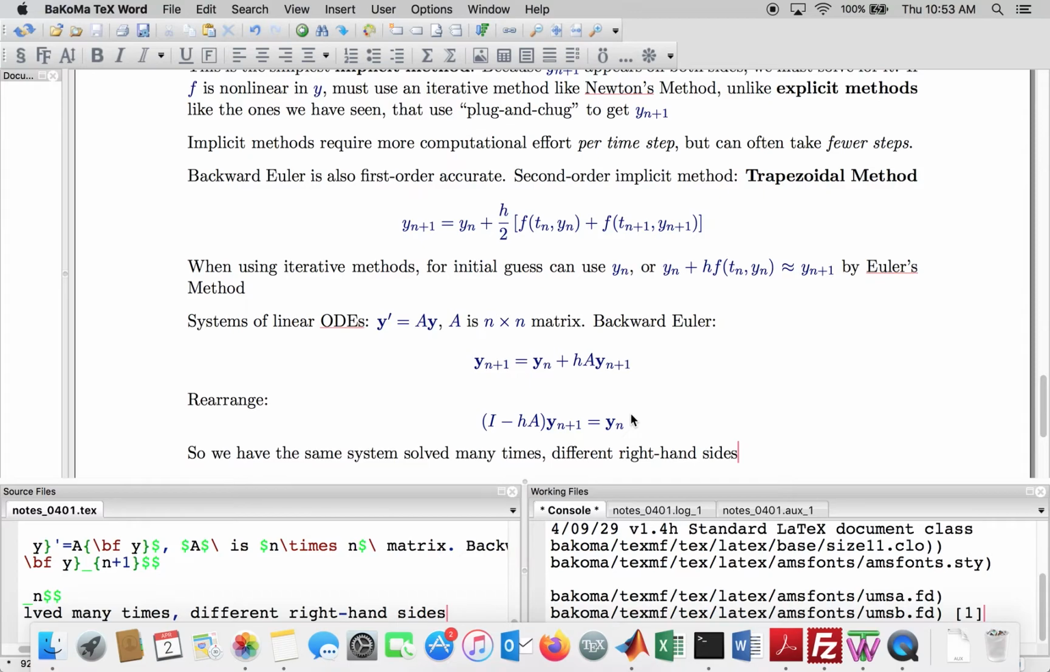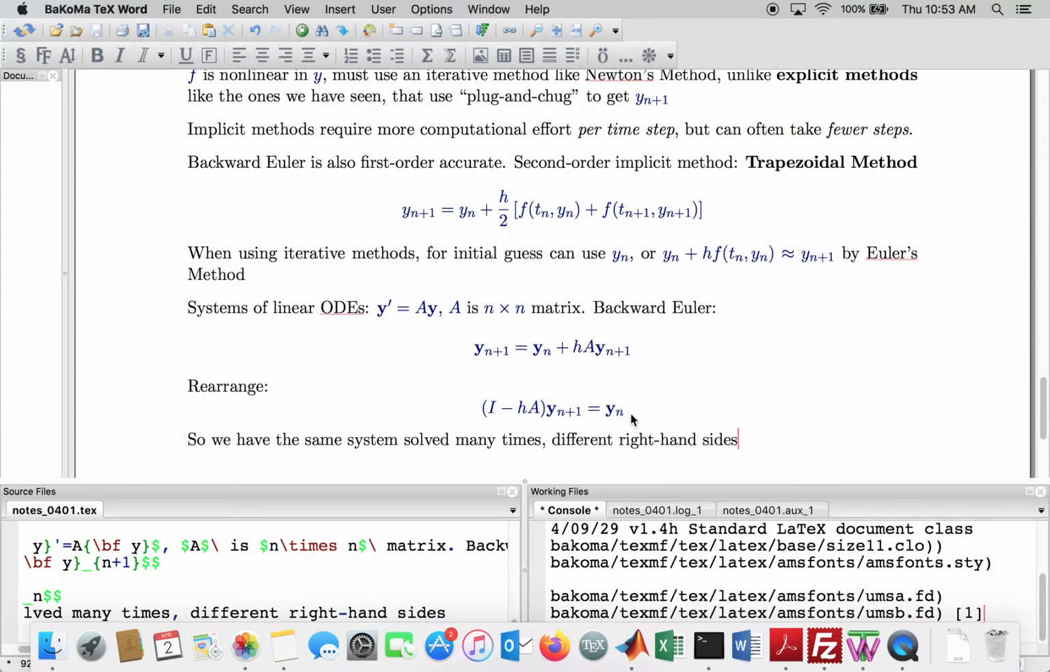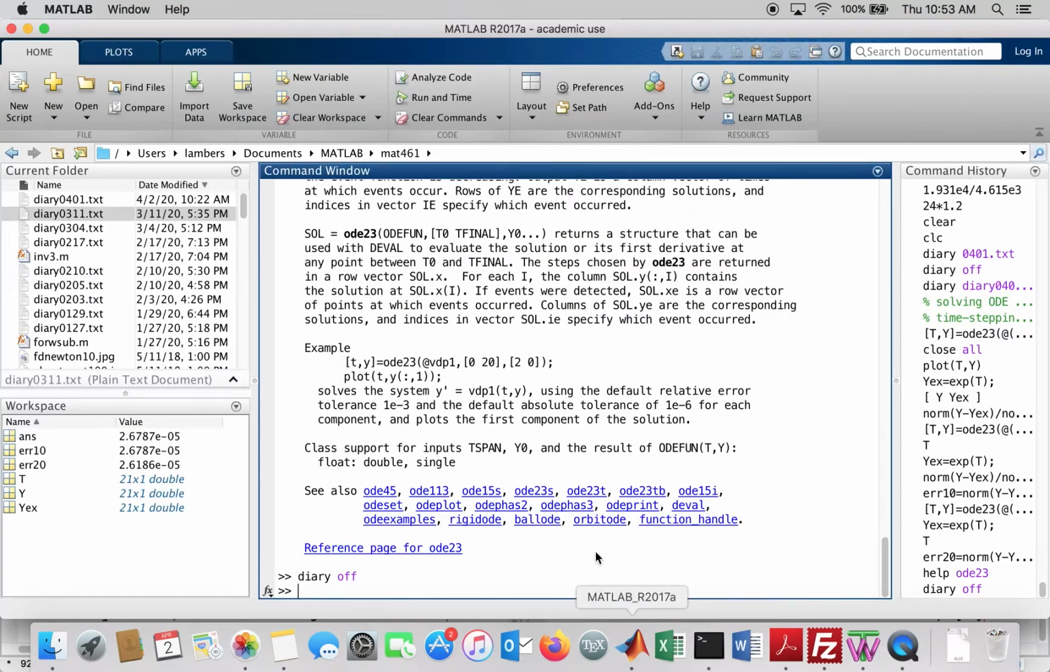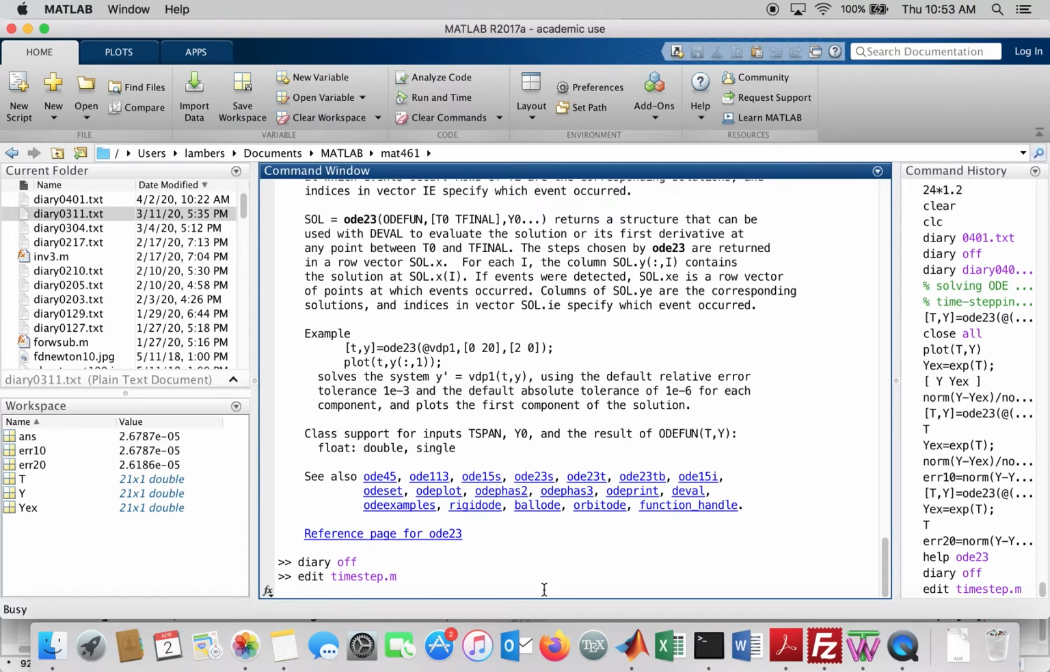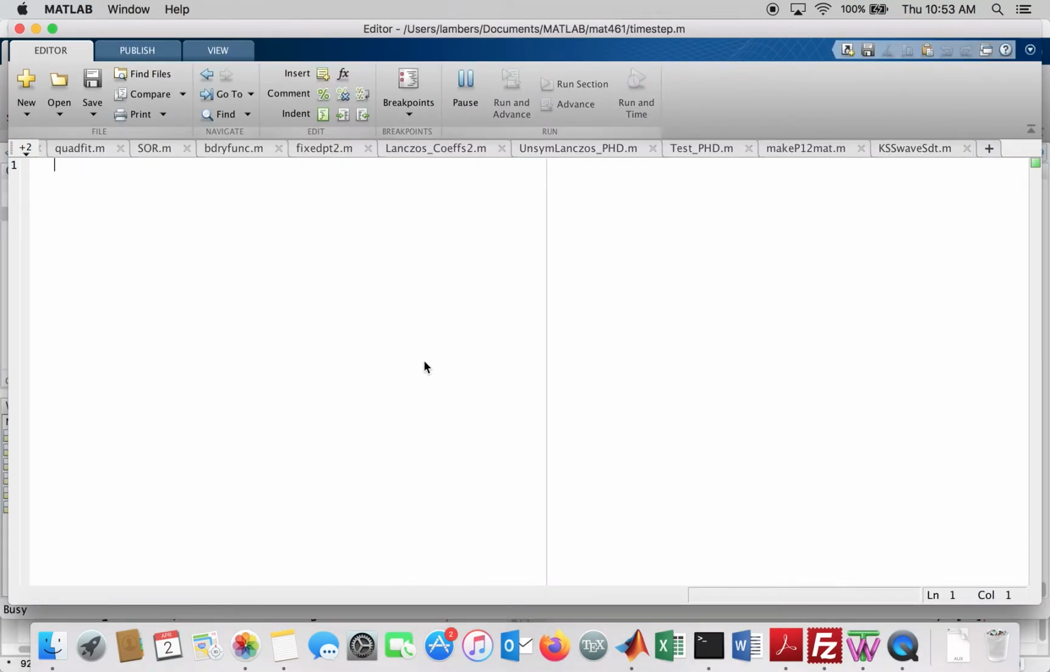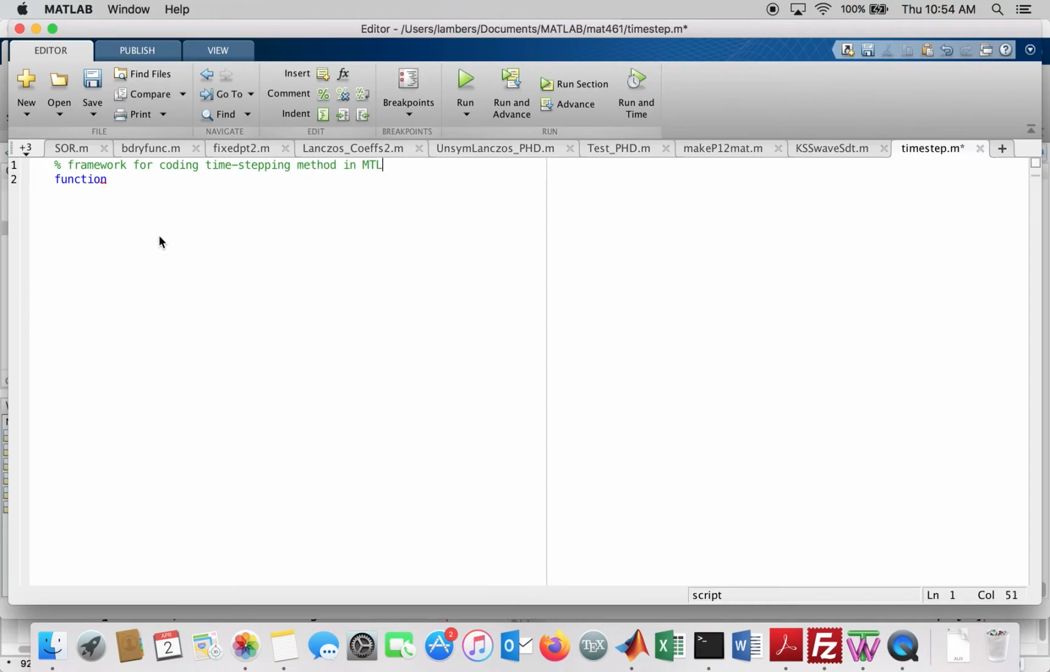Now, in the last few minutes, one thing I want to show back in MATLAB. You have some homework problems where you'll be coding up time-stepping methods.